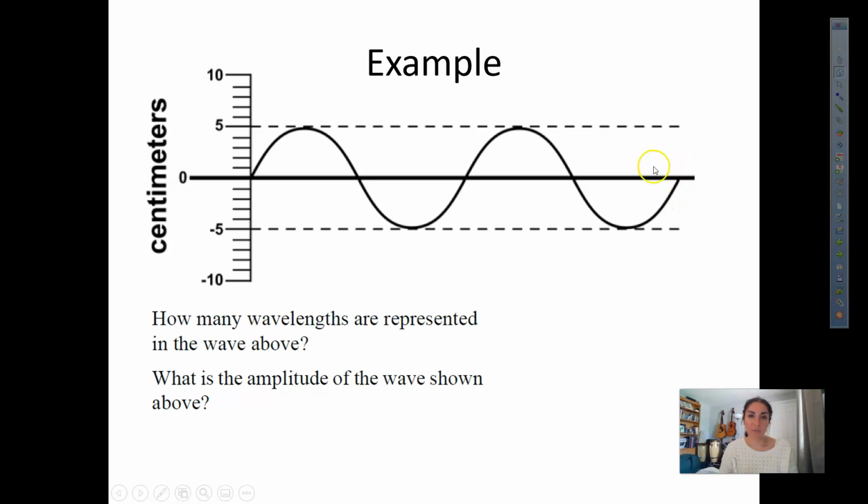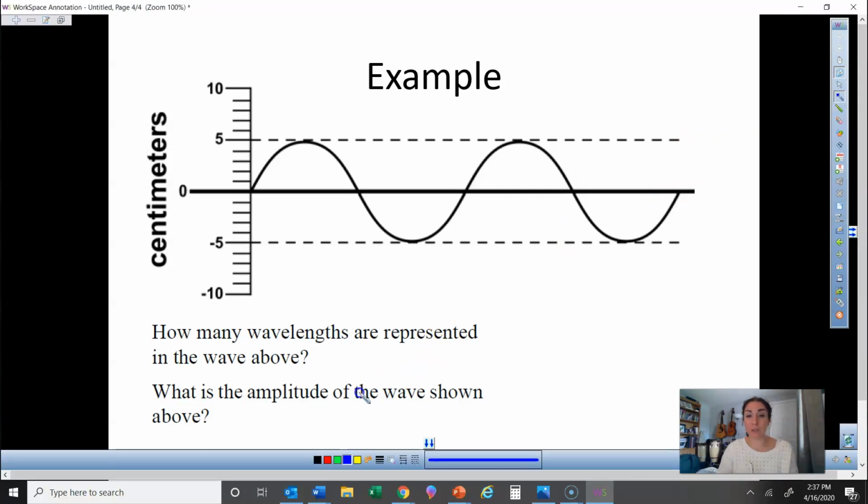Okay, I assumed you at least tried to pause the video and try to answer these 2 questions. A little check for you, right? So I'm going to go ahead and just shout the answers out first and then explain them. So how many wavelengths are here? There are 2 wavelengths, and the amplitude is 5 centimeters. So you can check your answers.